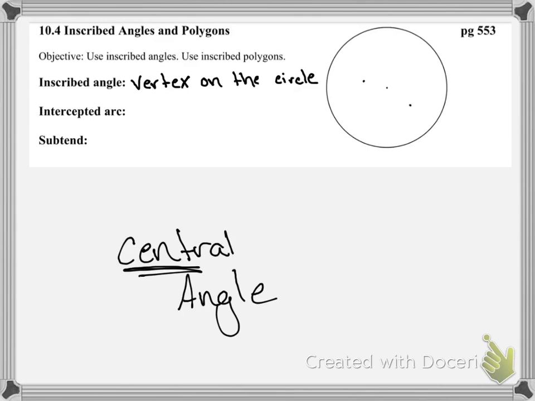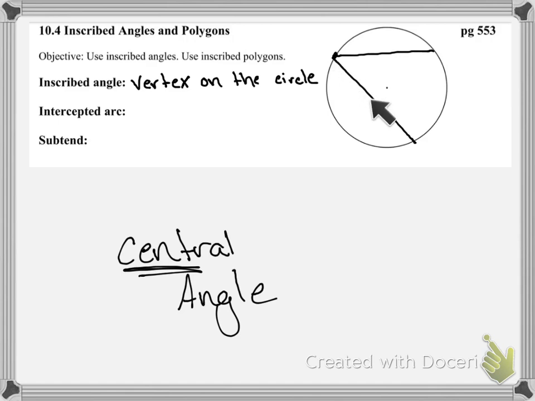Oh, why does it keep doing that? Vertex right there. What are these dots? I didn't mean to do those. An inscribed angle would look like, let's say, this. So it's this angle right here that goes from here to here. This is my inscribed angle.